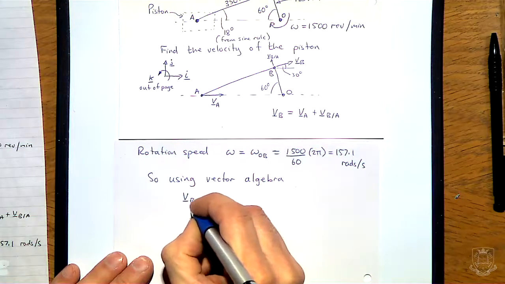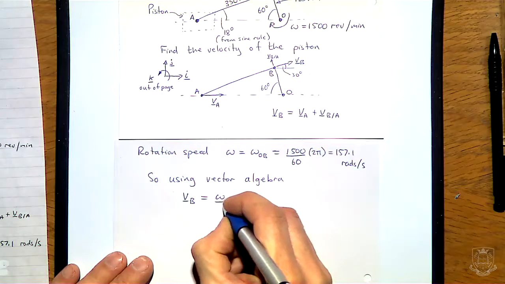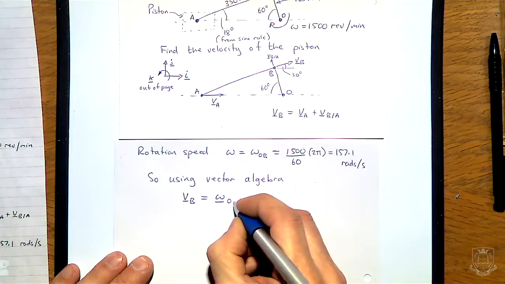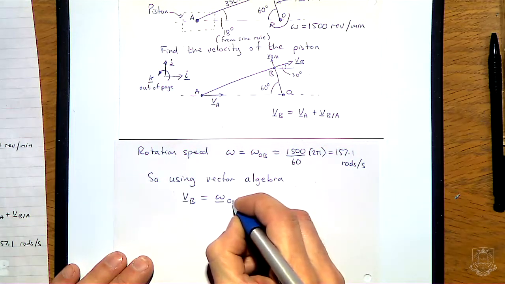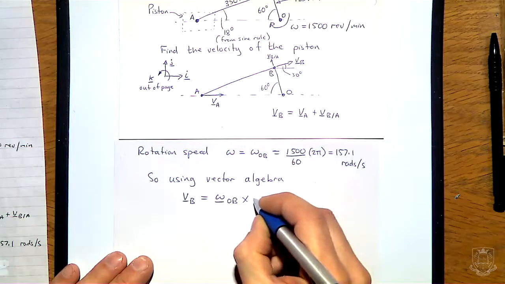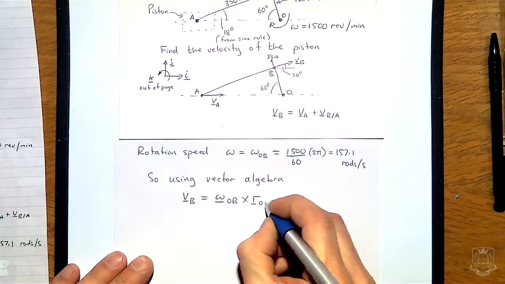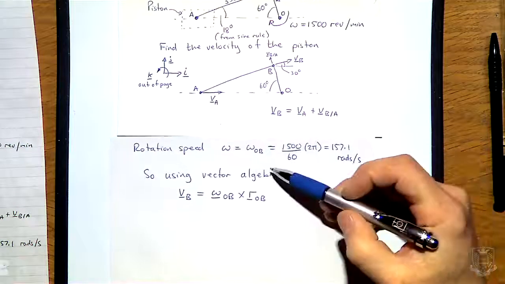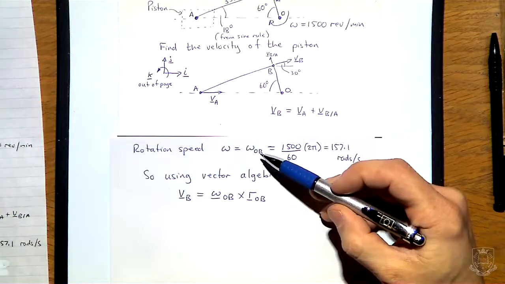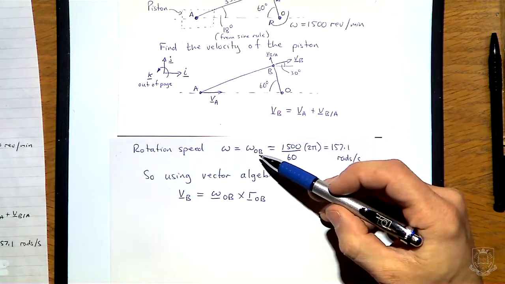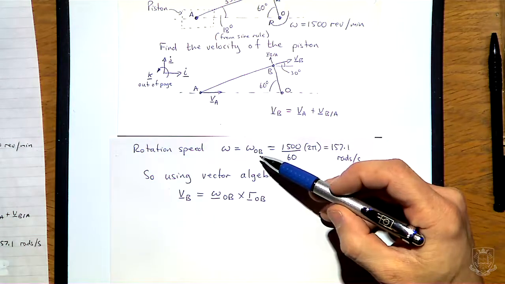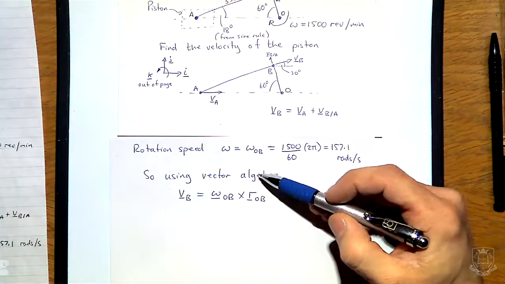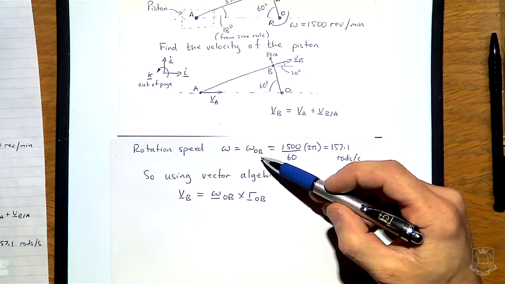So the velocity of B is equal to the cross product of the vector omega OB crossed with another vector, ROB. Just to be clear, this thing up here, I haven't called this a vector, this is a scalar, because it doesn't have a little line underneath it. So this is just a quantity that was given to us in the question. To get this vector algebra to work, we have to turn that into a vector.